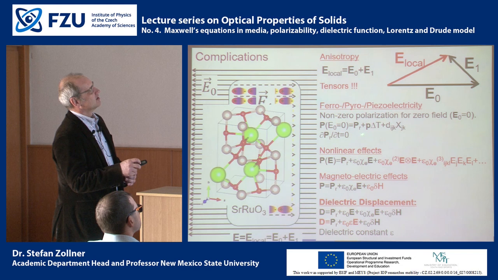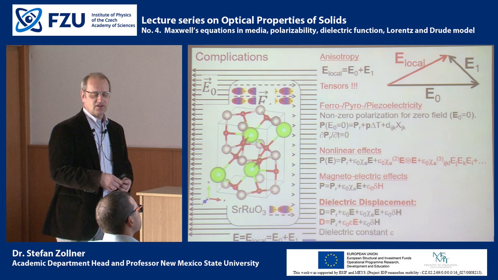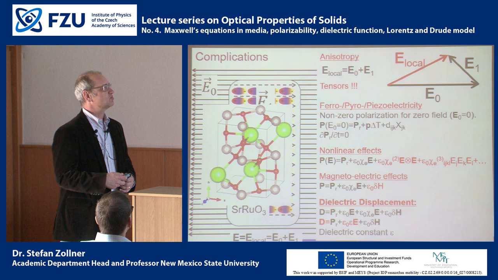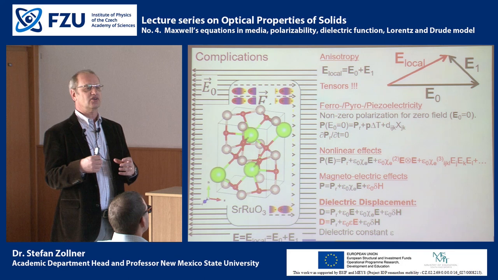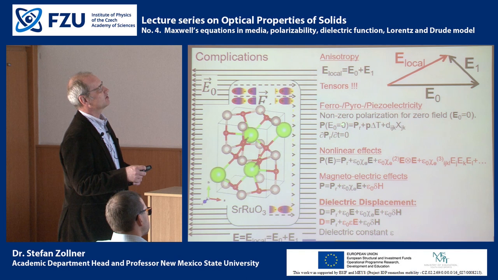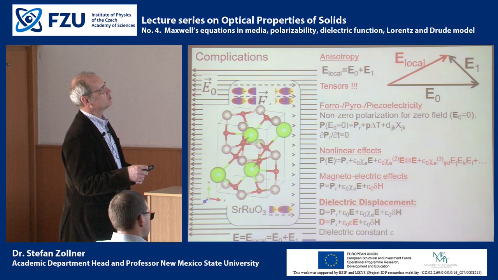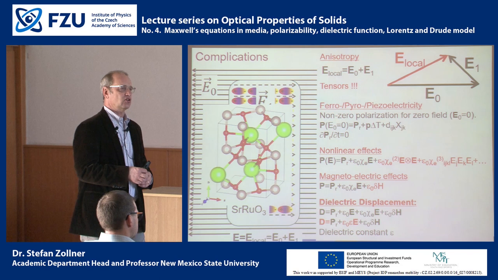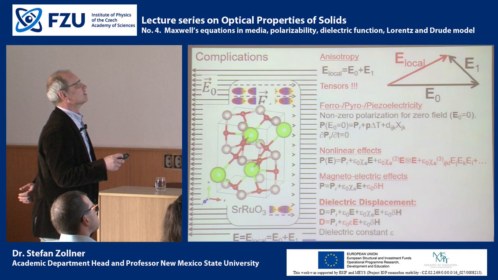And the third reason why you can have a static polarization in the absence of an electric field is piezoelectricity, that if you take a material and you apply a strain or a stress, then you can also get a polarization even for a zero applied field. These things are rather slow, so we have to worry about them mostly in the static case. So if we deal with optical frequencies, then we can typically ignore this and we don't have to worry about these complications.